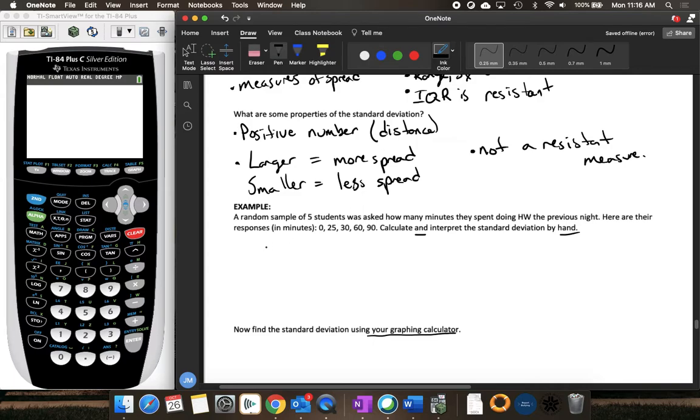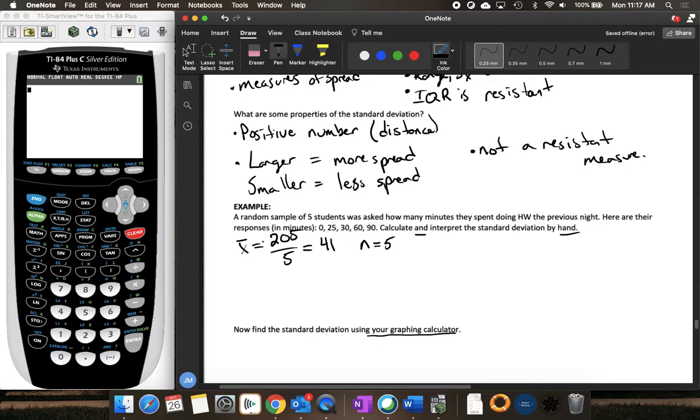Okay, so in order to calculate standard deviation, the first thing we want to do is find x bar. In other words, we want to find the mean for our data set. If you add those values up, 0 plus 25 plus 30 plus 60 plus 90, those total 205. There were 5 students total, so divide by 5, and the average for this data set was 41. The next thing to remember is that our n, the number in the sample, is equal to 5.